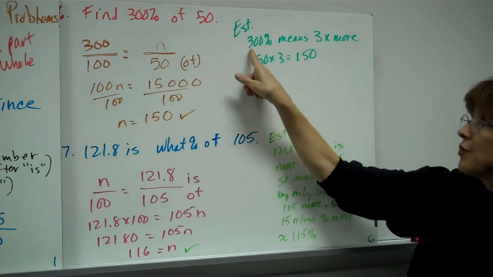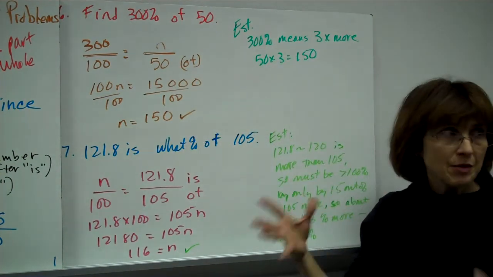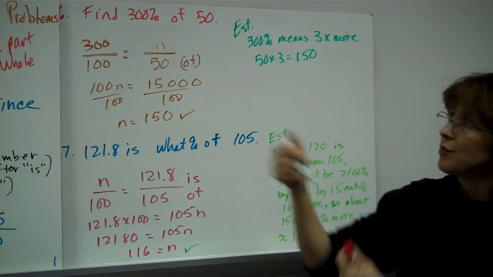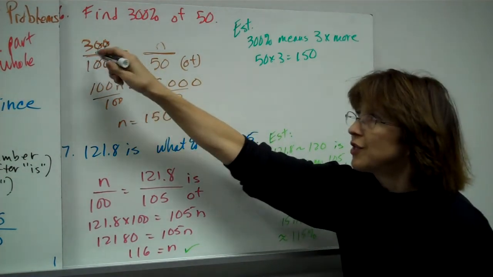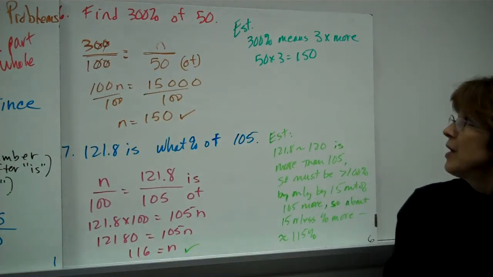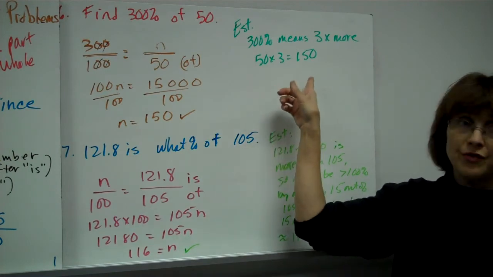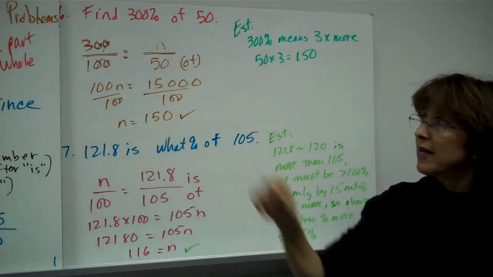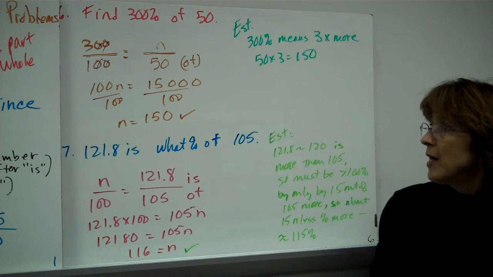So we're going to estimate. Well, 300% really means 3 times more, right? Because 300% means 300 over 100, which if you reduce it, it'll just be 3 over 1, which is 3. So I'm thinking 3 times 50 is 150. And when you work it out, you get exactly that number. All right? Now here's another one.